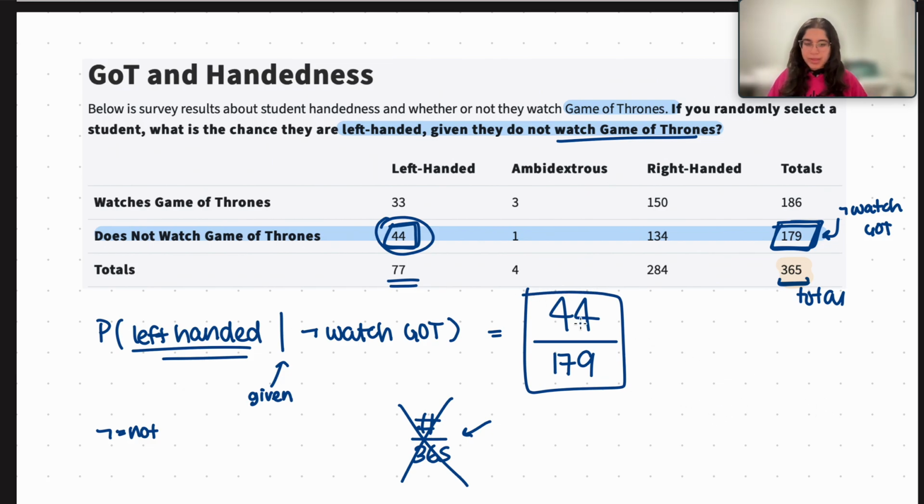So you can leave that as a fraction, or if you want, you can convert this to a decimal, which will be 0.2458, and that's rounded. Again, that's 4 significant digits.